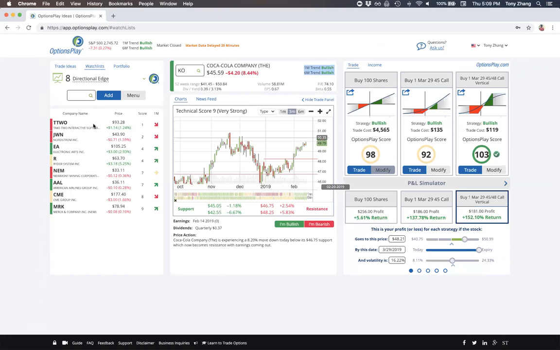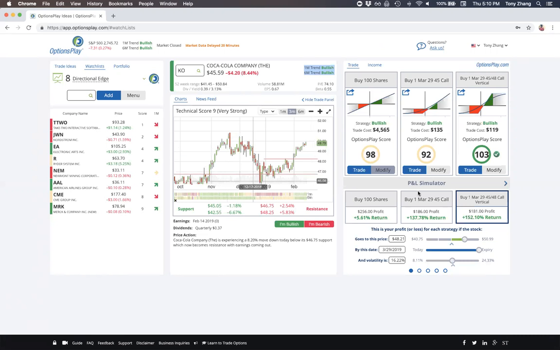Roger's asking, how does OptionsPlay know or factor in which expiration date to select? So we will always select an expiration date that's 45 days out. The reason we do that is because that's where most option liquidity is, about 1 to 2 months out. We're not saying that that's the best trade to make, but that's where most people trade, options that are 1 to 2 months out. So that's where we start you off.